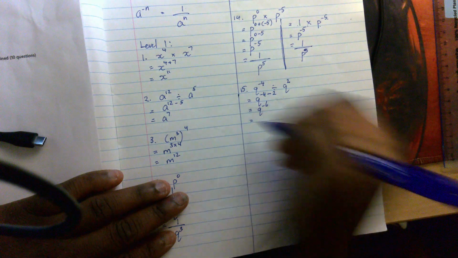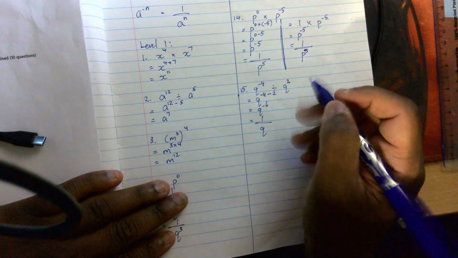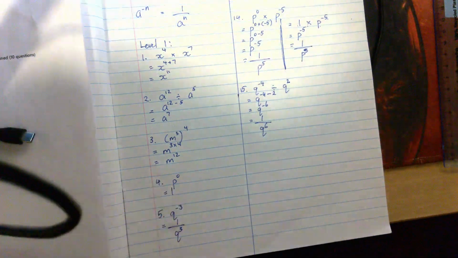And again, since we've got a negative power, we're going to put that 1 over the base of q with a positive power of 6.